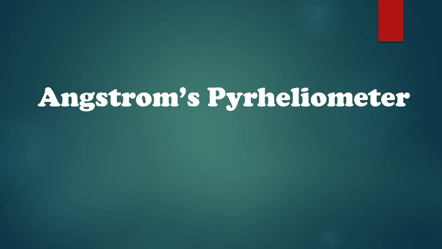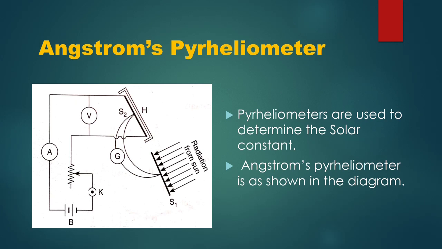Hello, all of you. In this video, let us discuss the Angstrom pyrheliometer. Pyrheliometers are used to determine the solar constant. Solar constant is defined as the amount of solar energy received per unit area per unit time. The units of solar constant are joule per minute per meter square, or calories per centimeter square per minute, or watt per meter square. The picture represents the Angstrom's pyrheliometer.